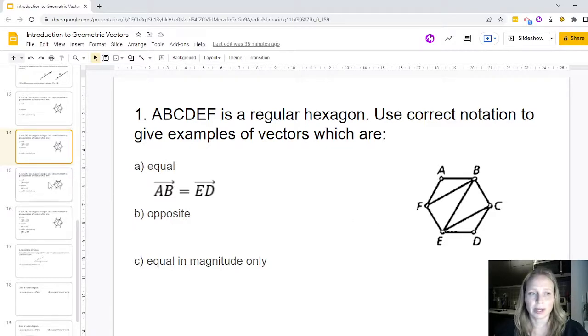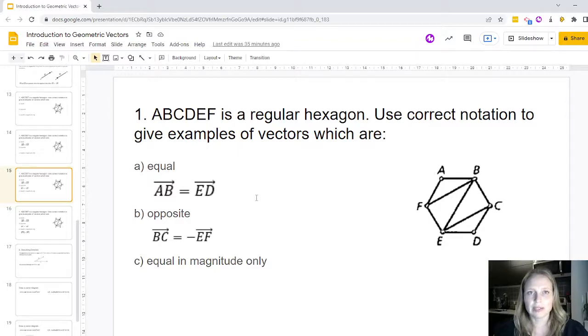So now what about opposite vectors? Opposite vectors are vectors with the same magnitude but opposite direction. So for example, FA and CD have the same magnitude but in opposite direction. And another example, and writing that in the correct format, would be BC is equal to the negative of EF. So that means that they're opposites.